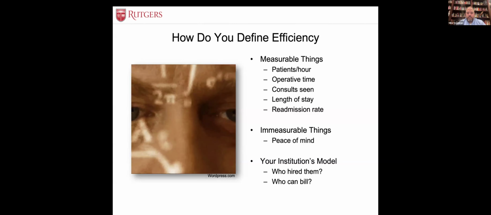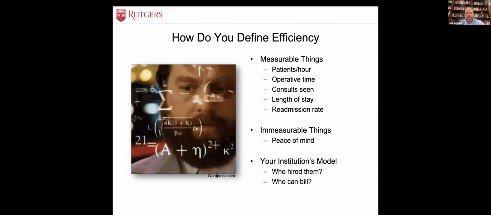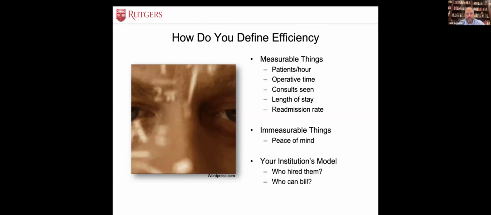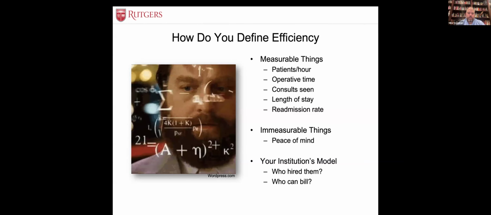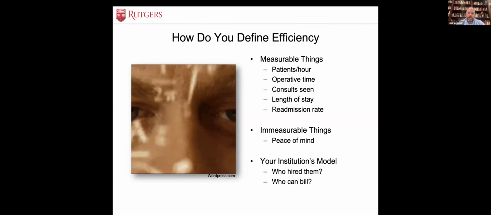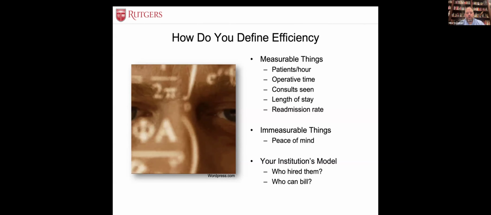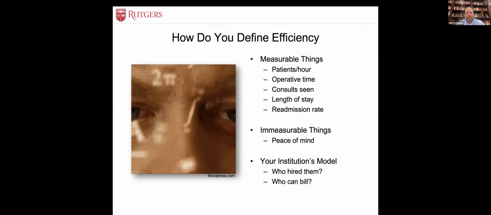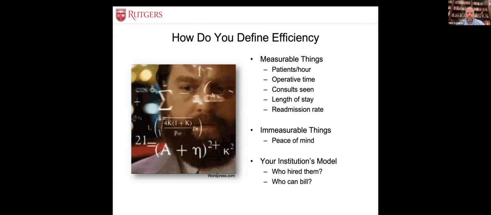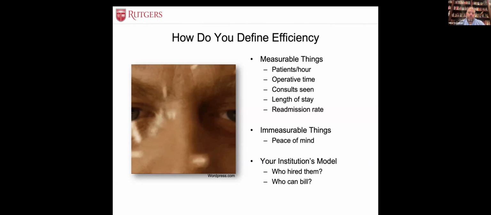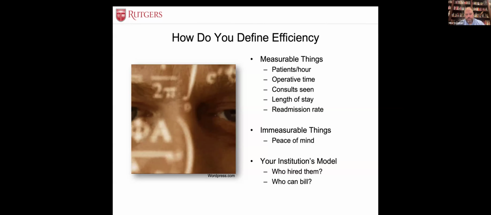So when you define efficiency, right, measurable things, and these are things that our institution really looks at, is how many patients are you seeing per day or per hour of clinic sessions? Your operative time, which is something they've been cracking down on a lot more lately, particularly at our institution. How many consults are seen by your service as well as by you as an individual, which at a level one trauma center is very based on call and seasonality in the Northeast. What are lengths of stay, which in an urban center is often much higher than you'd like it to be, so anything you can do to decrease your length of stay is helpful. And what is your readmission rate? Again, in an urban center, that's a very high thing because of lack of resources.